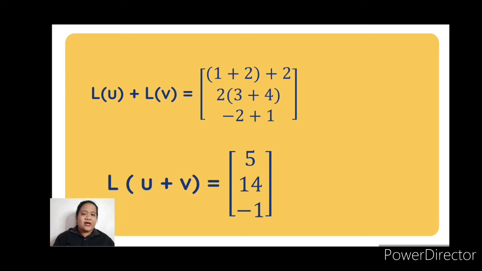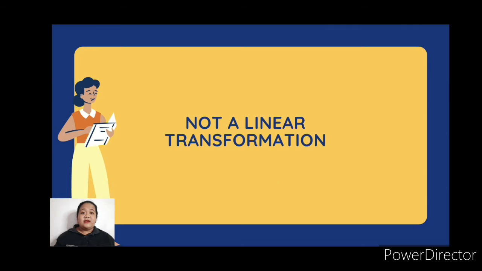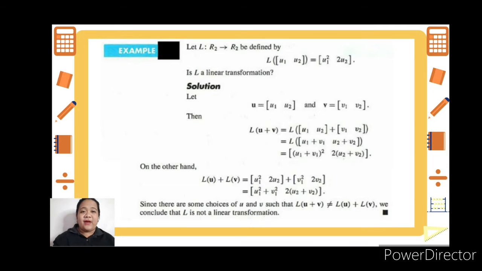So we get L times u plus L times v, the 5, 14, and negative 1. I'm sorry for that error. So here we have the matrix 5, 14, and negative 1. So the first one is 4, 14, negative 1, and the second one is 5, 14, and negative 1. So the given example 1, the linear transformation of R3 to R3, is not a linear transformation.